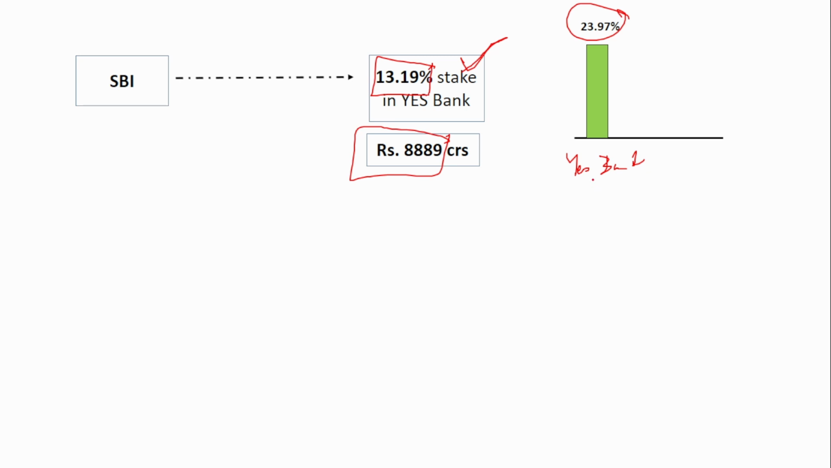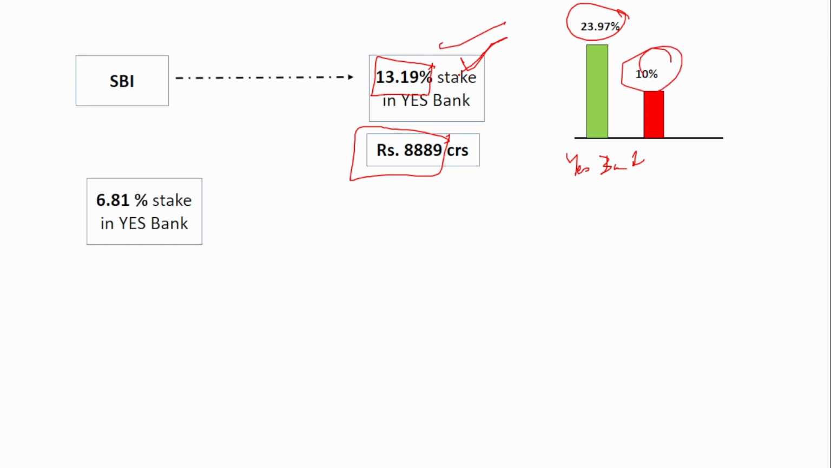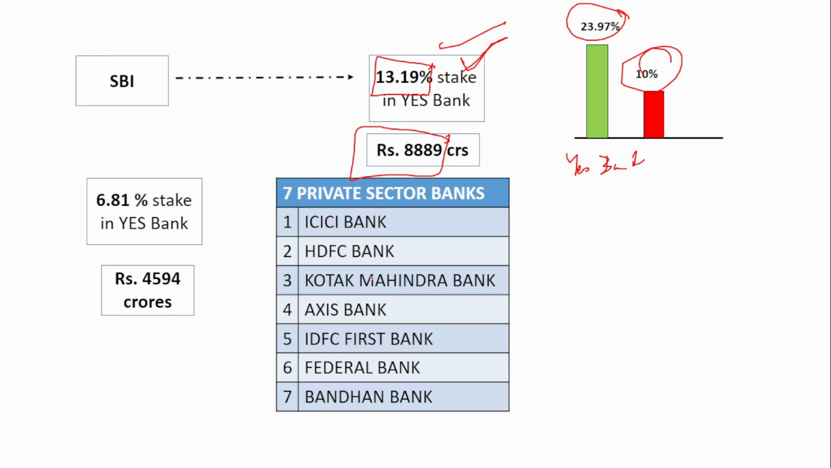After this transaction is completed, the shareholding will go down to 10%. That is, it will hold only 10% because it is selling around 13% stake. Similarly, the other banks which are selling around 6.81% stake are ICICI Bank, HDFC Bank, Kotak Mahindra Bank, Axis Bank, IDFC First Bank, Federal Bank and Bandhan Bank. So these are the other banks that are selling their stake to the Japan Bank.